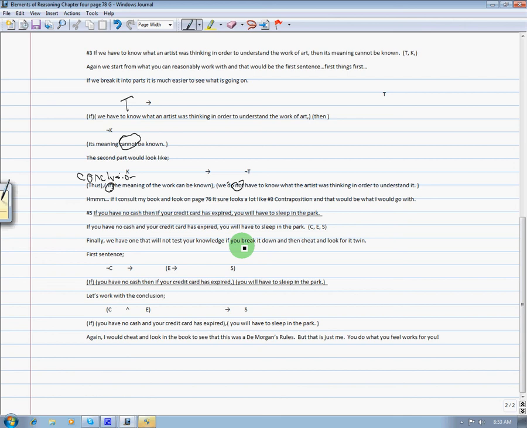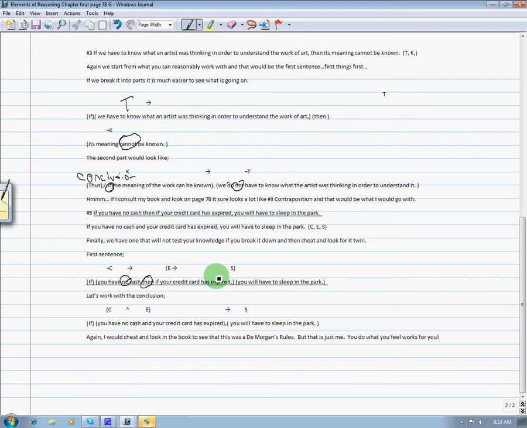So first sentence, if, break it down, you have no cash. So let's put no cash, not C. Then, because I see my then right here, oh, I have another if. I'm just going to put these in parentheses because it looks like I'm going to have an if then again. So if your credit card has expired, then you will have to sleep in the park. So I have expired, which goes here, E, and S, sleep.